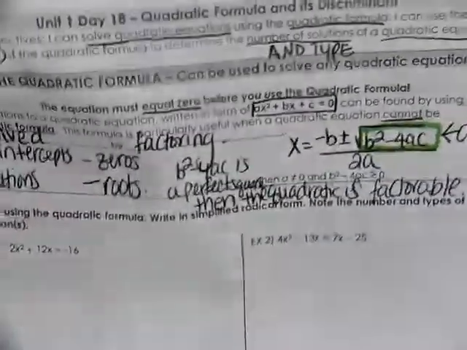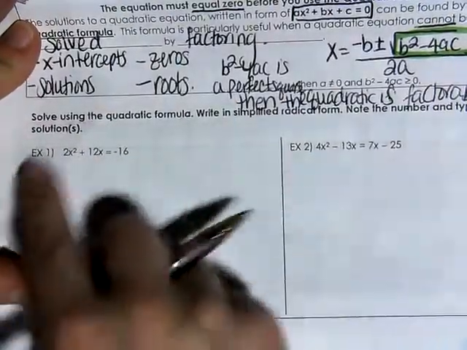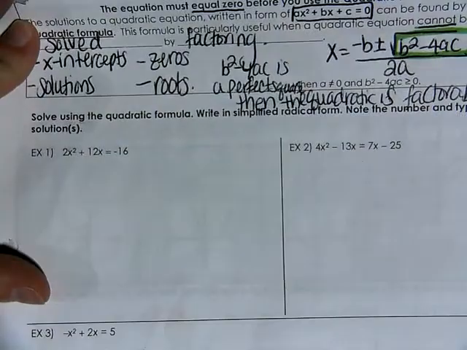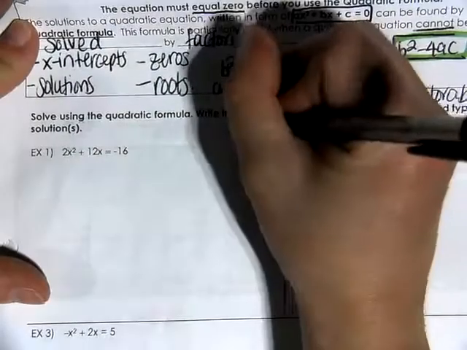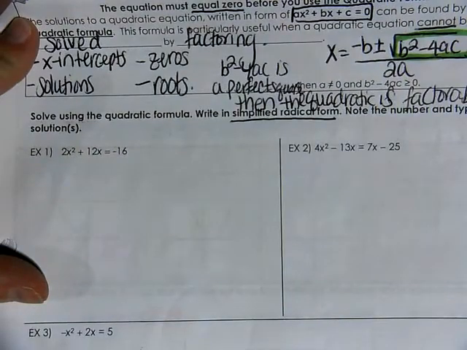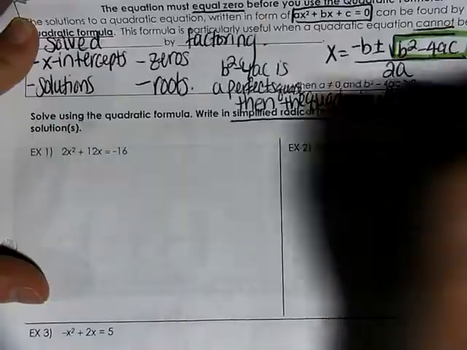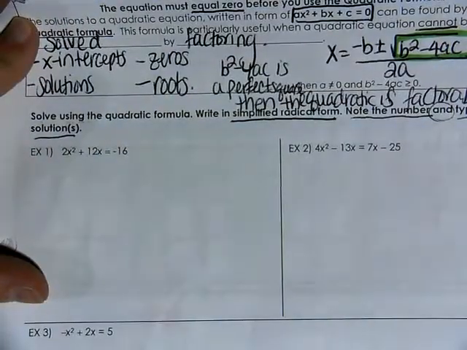I want you to pay attention to what the value of the discriminant is as we go through our problems. It says solve using the quadratic formula for each of these equations. We need to make sure that we write our answers in simplified radical form. And please note the number and the type of solutions that we will end up having.